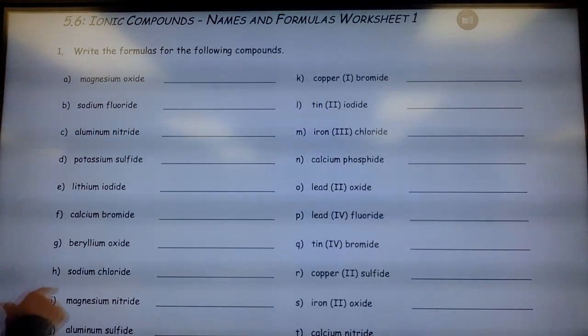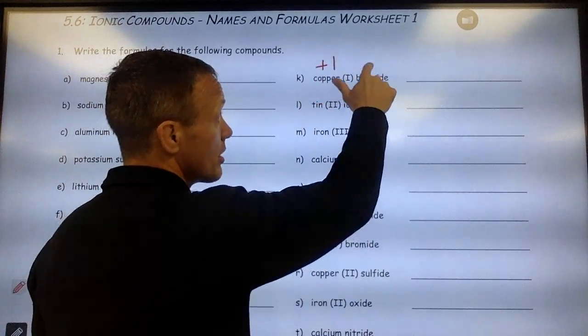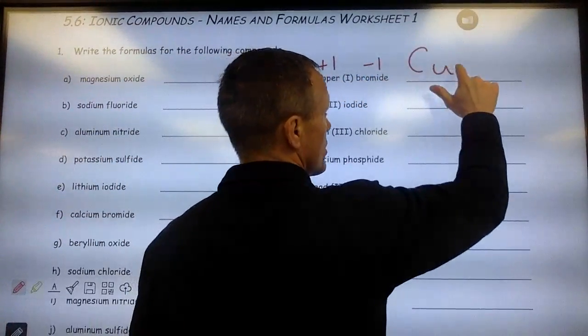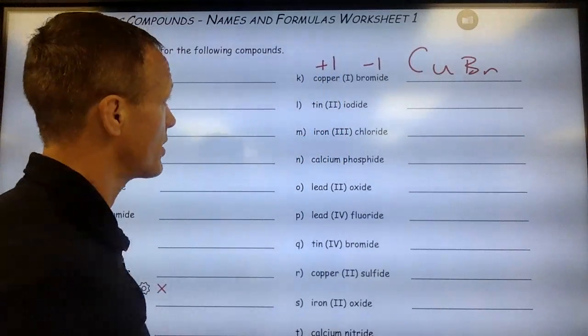So I know copper is a positive because the first element's always positive. So copper's charge here is a +1. Look at bromine, which is a -1. Those are equal. 1 atom of copper, 1 atom of bromine.